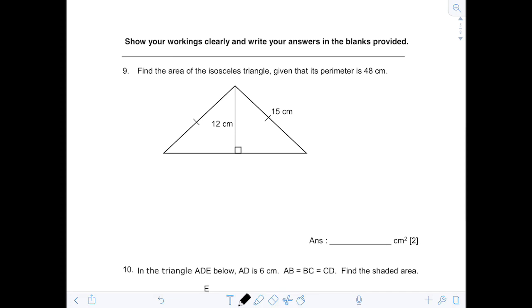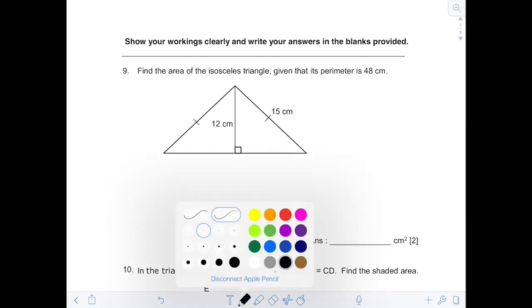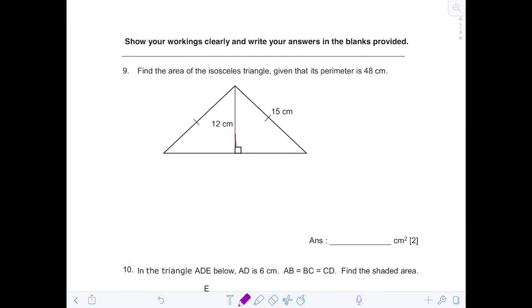Question 9. Find the area of the isosceles triangle given its perimeter is 48 cm. Now here, first of all, we have to identify where is the right angle, because that is where we're going to start drawing. Here and here, right angle. Always identify this. Once you got this, next you can do the perimeter. A lot of you seem to have forgotten what perimeter is, but it just means the fence around it, the sides around it.